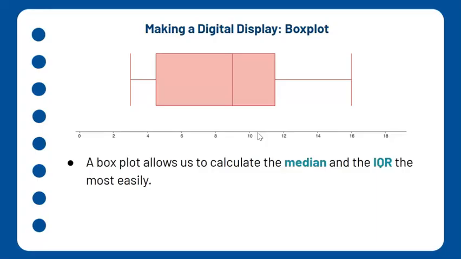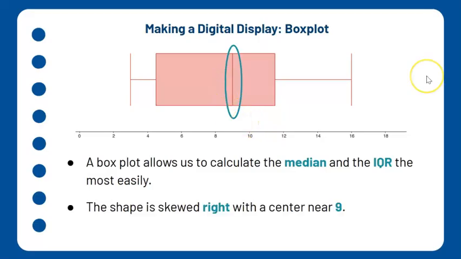We can determine the median of the library dataset given this box plot. What is the median of the library dataset? The median of the library dataset is 9, represented by the line in the box. The box plot also shows the shape is skewed to the right, with a center near 9.